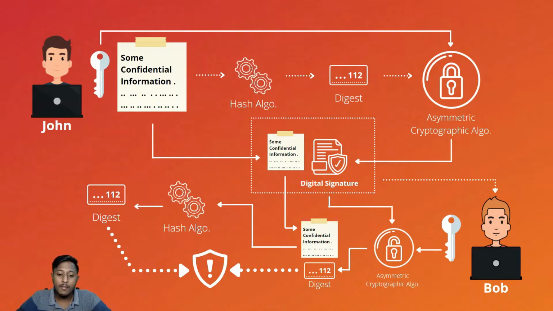If both digests match, then we can clearly say the message wasn't tampered with or altered during transit, and it came directly from John to Bob with a valid signature.